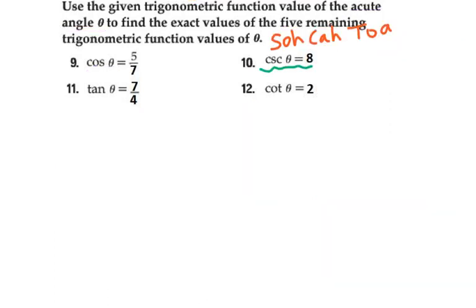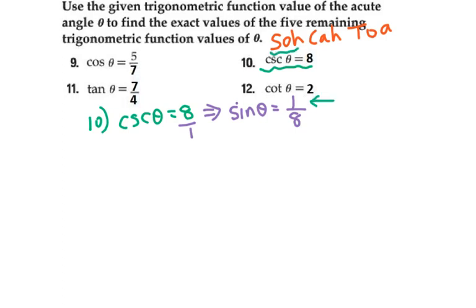For number 10, you got cosecant theta equals 8. This is a minor trig function, so we flip to get sine theta equals, here's 8 over 1, so it's 1 over 8. For the major one from SOHCAHTOA, I can label as O over H.